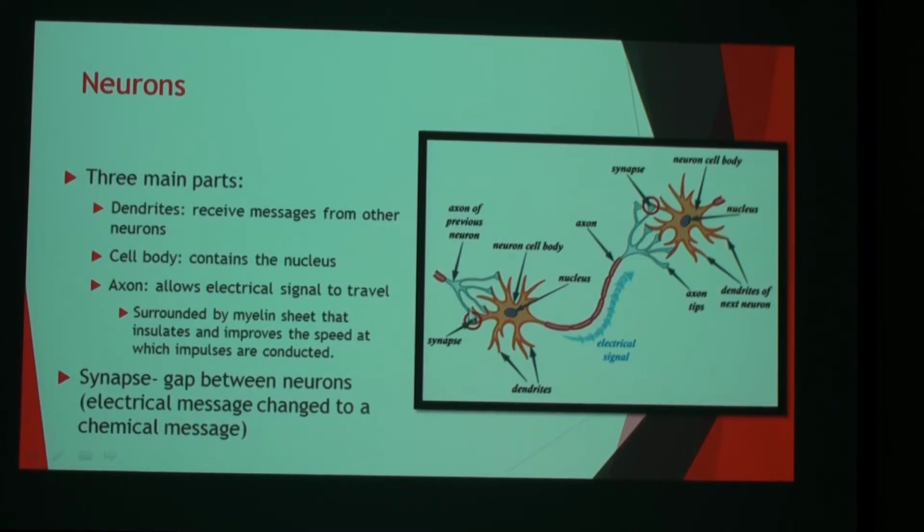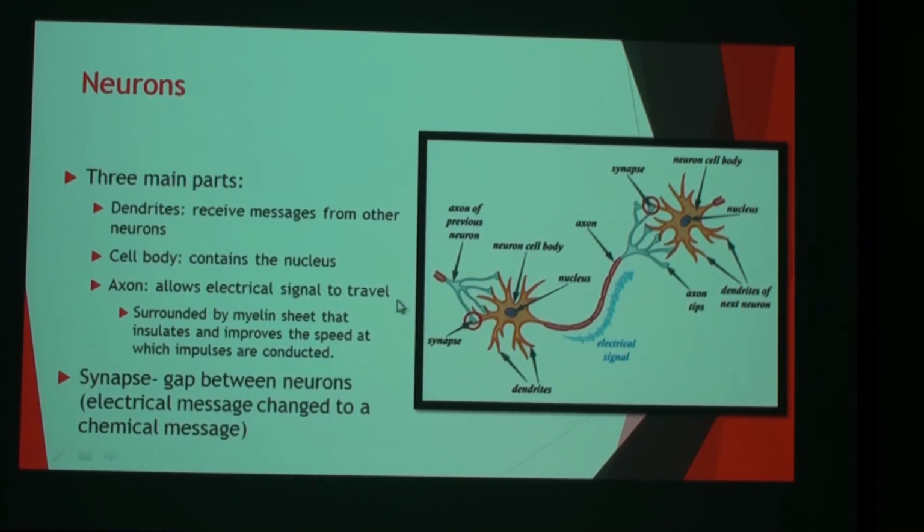And right here, this circle area is a synapse, and it's the gap between neurons. They don't touch each other, but they're really close. And this is where the electrical message is changed to a chemical message. A message can go from the brain to whatever extremity, for example an arm, or it can go from an arm, for example, to the brain.